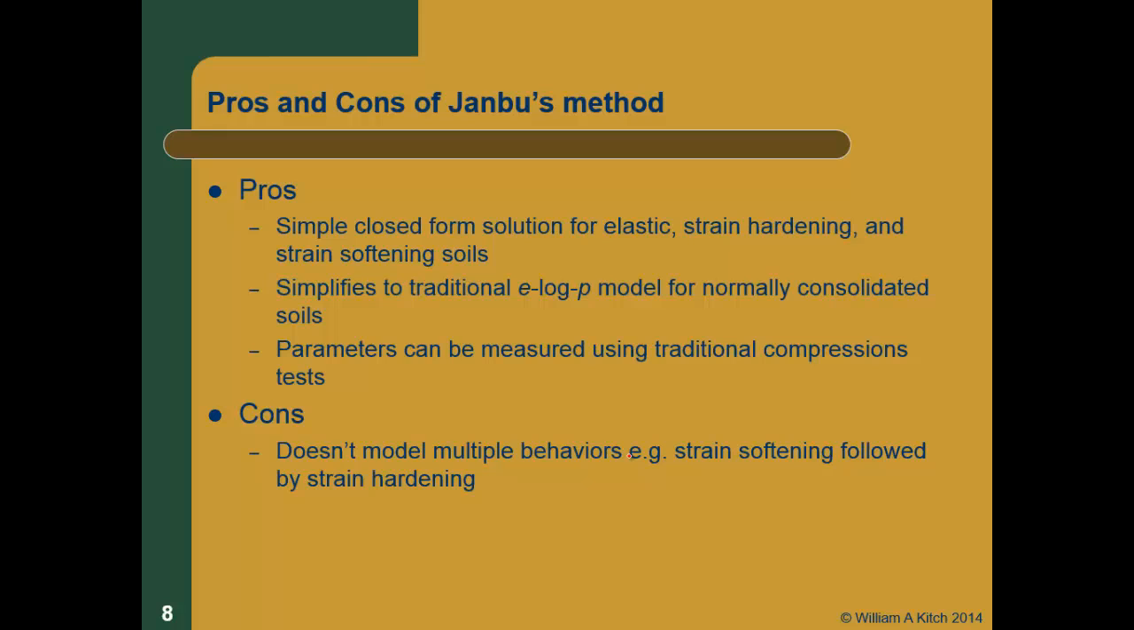You could model the linear part of it, the over consolidated part, with an alpha equal to 1. And then when you get to the pre-consolidation stress, you could model it with an alpha equal to 0, and you'd have the same bilinear equation that we have for over-consolidated soils right now.